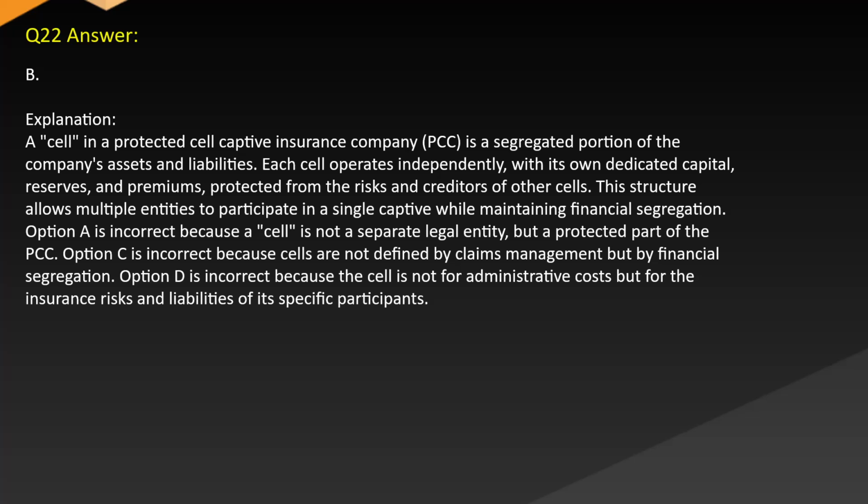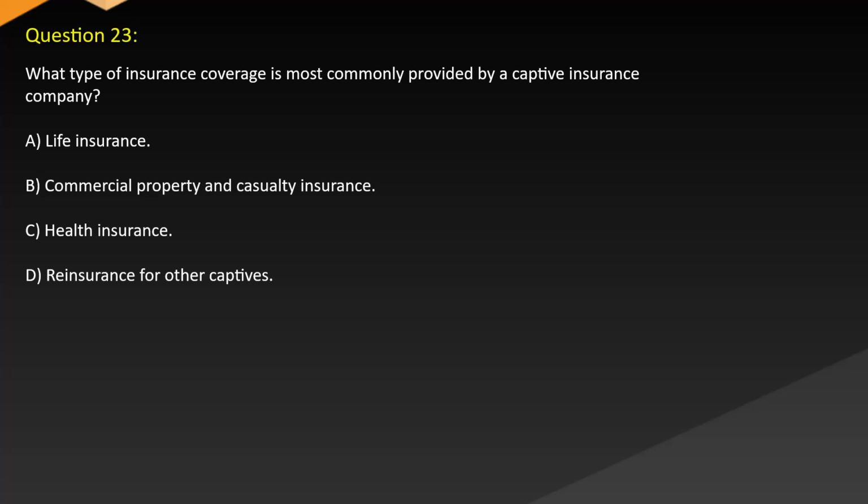Answer B. Explanation. A cell in a protected cell captive insurance company (PCC) is a segregated portion of the company's assets and liabilities. Each cell operates independently with its own dedicated capital, reserves, and premiums protected from the risks and creditors of other cells. This structure allows multiple entities to participate in a single captive while maintaining financial segregation. Option A is incorrect because a cell is not a separate legal entity but a protected part of the PCC. Option C is incorrect because cells are not defined by claims management but by financial segregation. Option D is incorrect because the cell is not for administrative costs but for the insurance risks and liabilities of its specific participants.